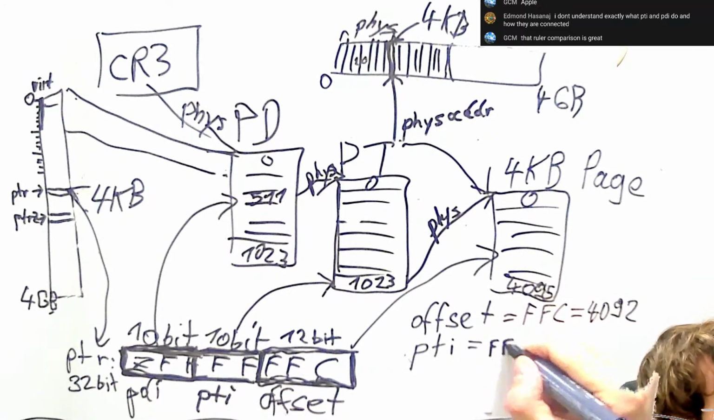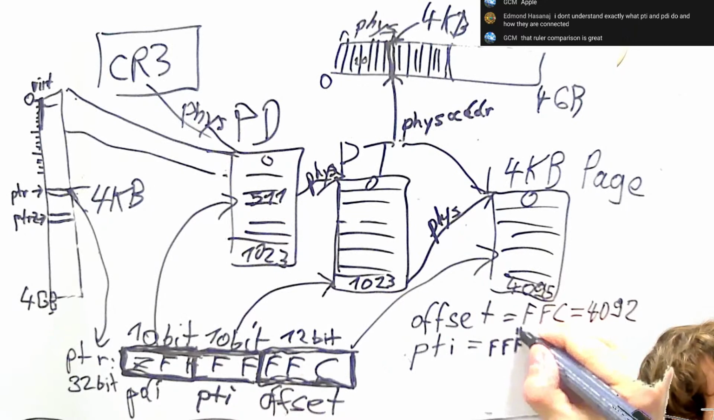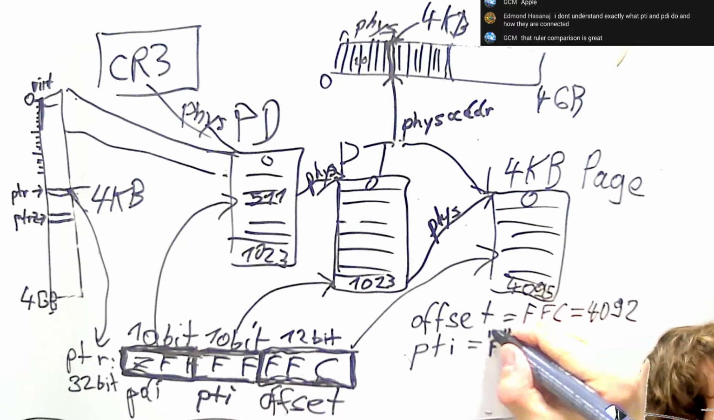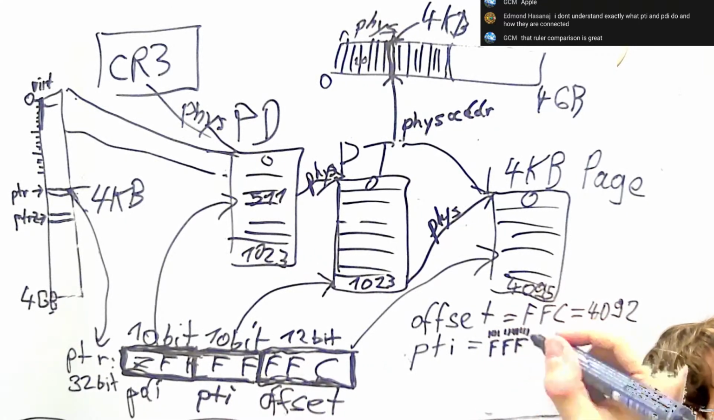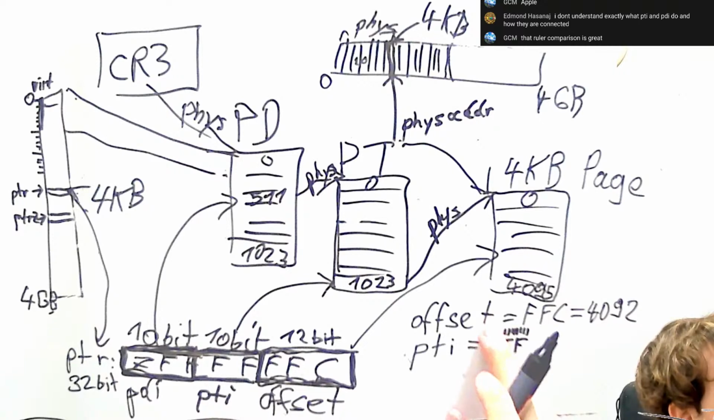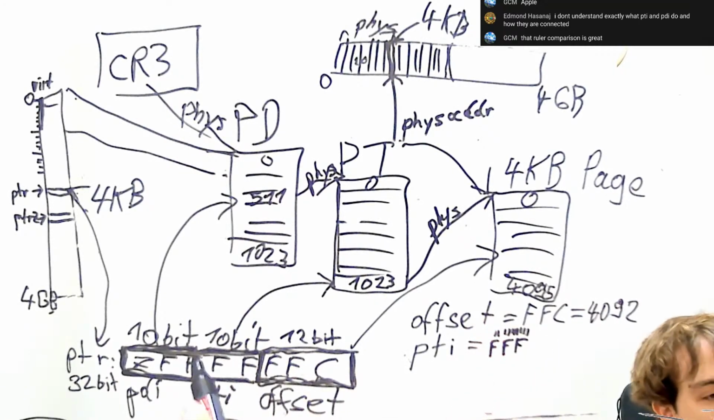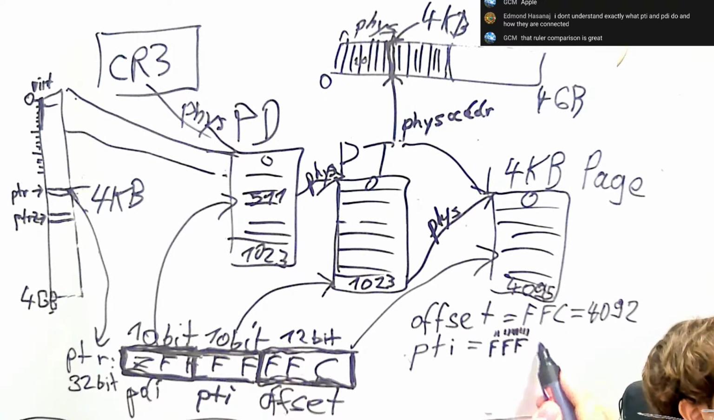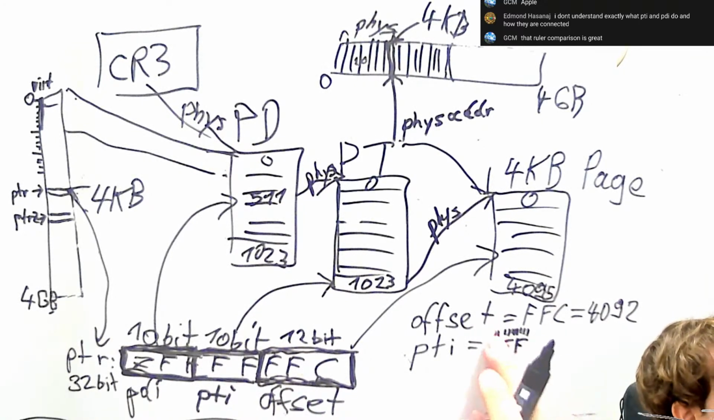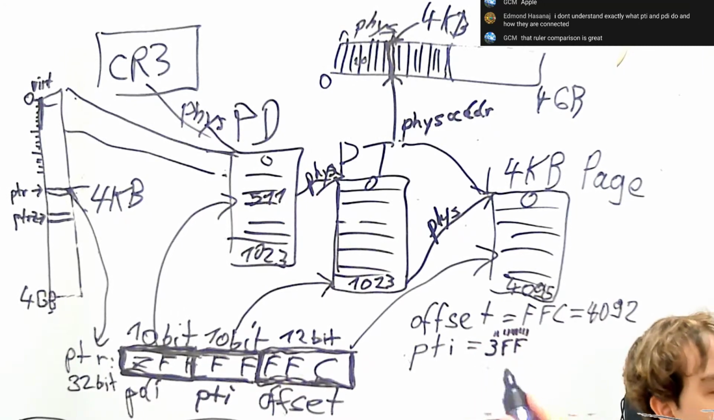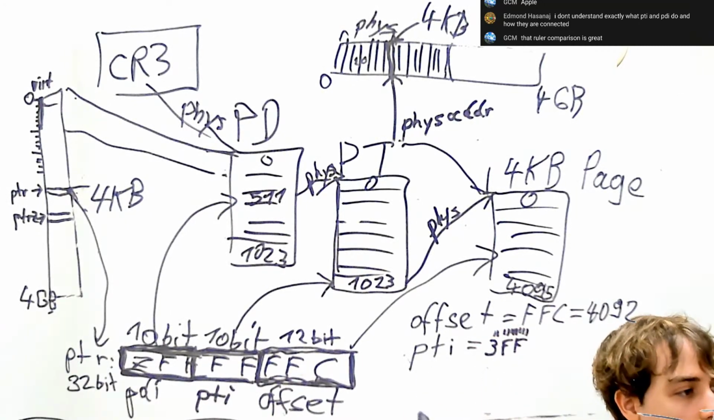F, F, F, and this is 1, 1, 1, 1, 1, 1, 1, 1, and this is also 1, 1, 1, 1. And we need only the first two, so the first two bits are gone because we don't need them, right? We cut them off because we only need 10 bits because this would be 12. So this means that we actually don't have an F here, but 2 bits will translate into 3. So the page table index is 3FF.